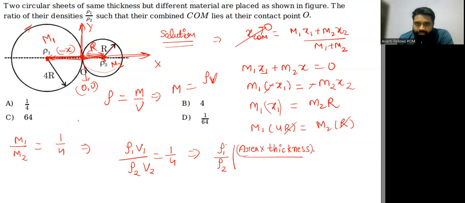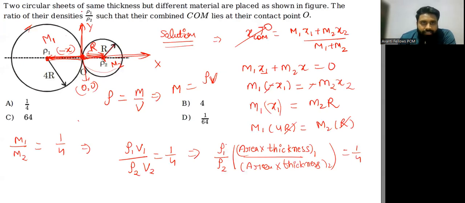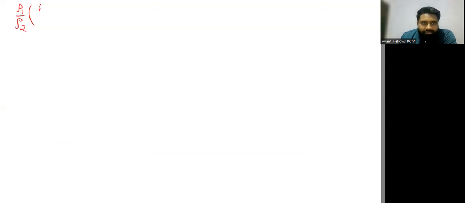Similarly, this is for 1 and this area and thickness for 2. Area into thickness for 2 equals to 1 by 4. Now we know that rho1 by rho2, and it is also given in the question that the thickness of the sheets are the same. So we can cancel out the thickness, so only area will remain in here. A1 by A2 is equal to 1 by 4.